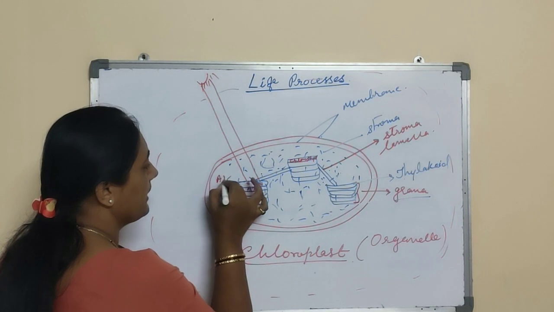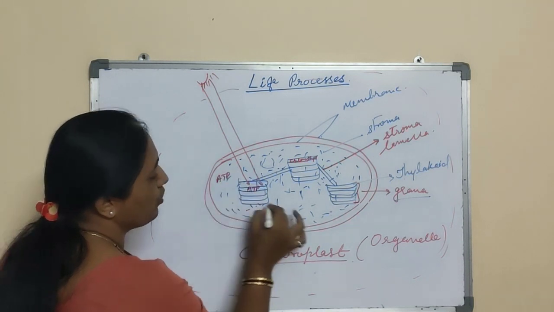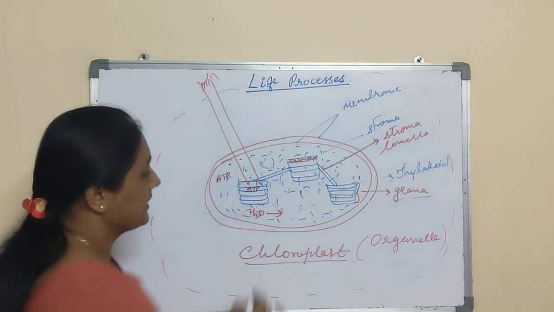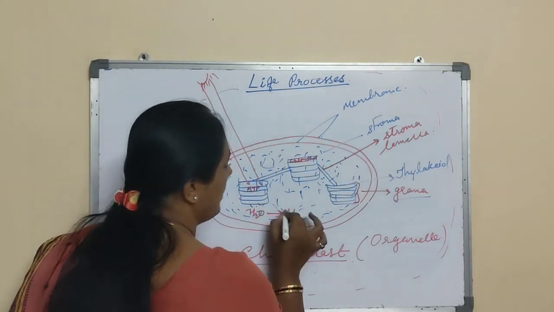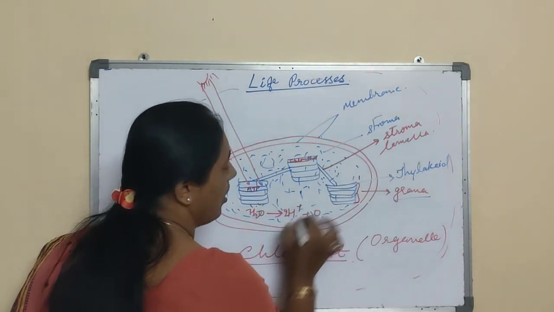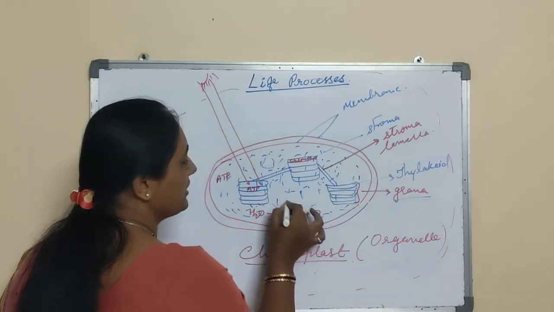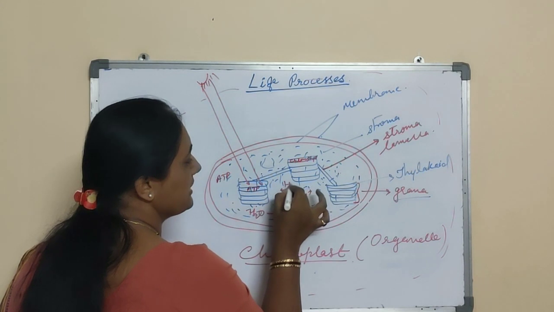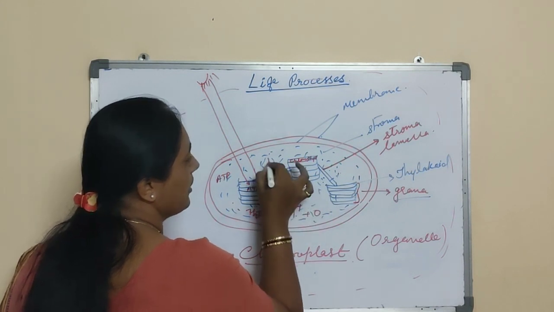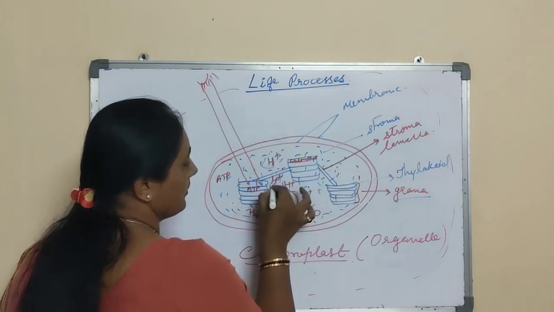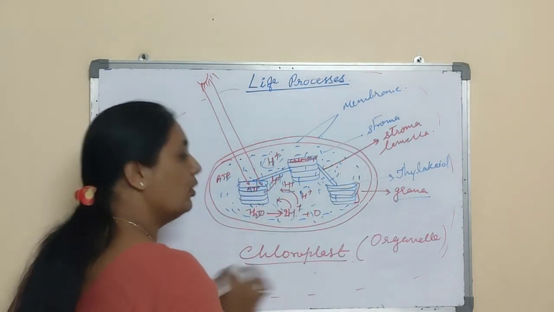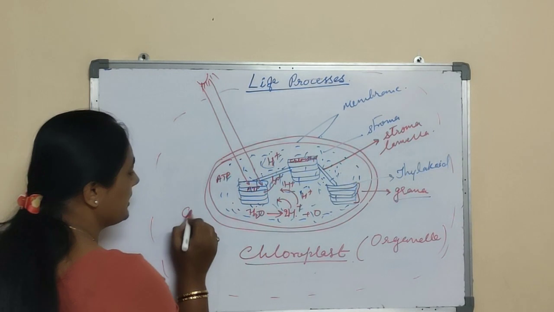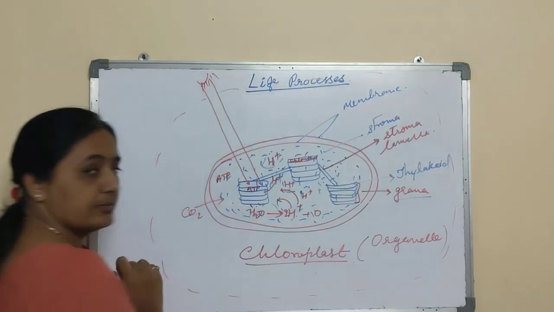This ATP remains here. Now, inside the stroma, water is there. This water splits and converts into hydrogen and oxygen. The concentration of hydrogen is higher in the stroma, so this hydrogen moves from high concentration to low concentration, and as a result CO2 is absorbed by this membrane.